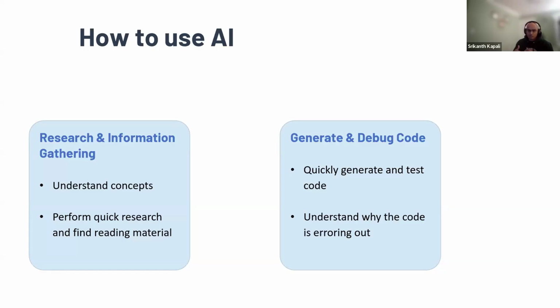And even if you get error messages from the code, it's helpful to put the error messages in there and say, I'm running into this particular error message. Where do you think the problem is? Or what are some things I can do to debug or troubleshoot the code? So I think these are two broad applications that you can use as you're doing your research projects. One is for research and information gathering, and the other is to generate and debug code that you're going to use as part of the process.